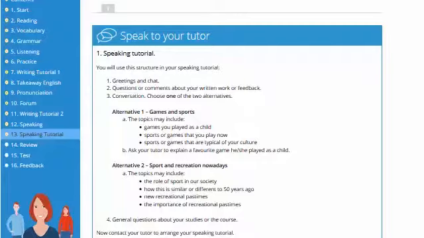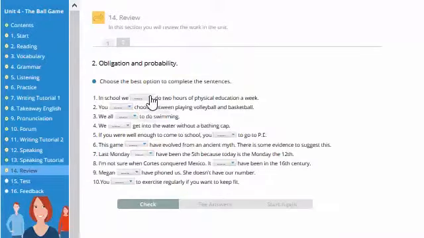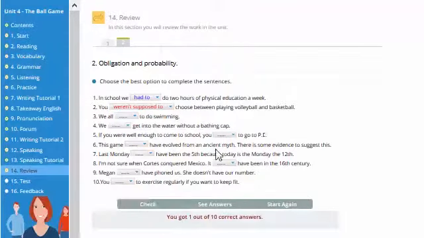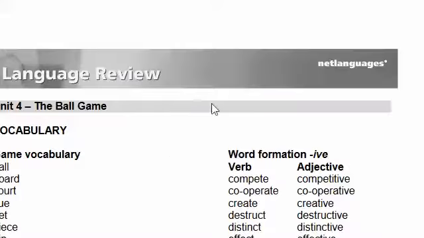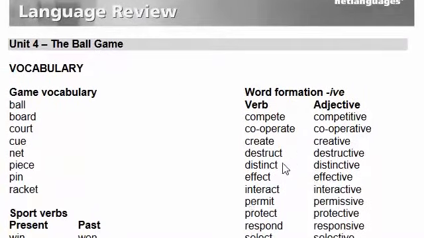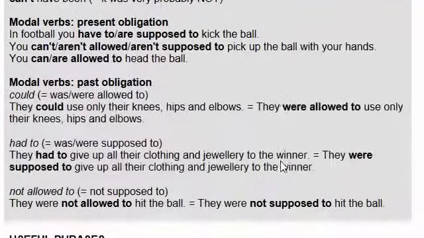The next section is the review section, which is a light-hearted review of what the student has studied in the unit. There is a link to a PDF document which includes a summary of the most important language studied in the unit, which the students can download and have access to once the course is finished.